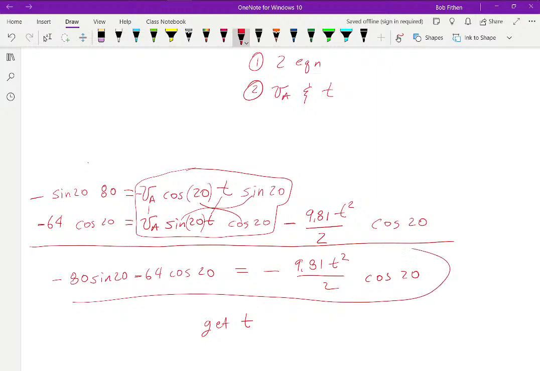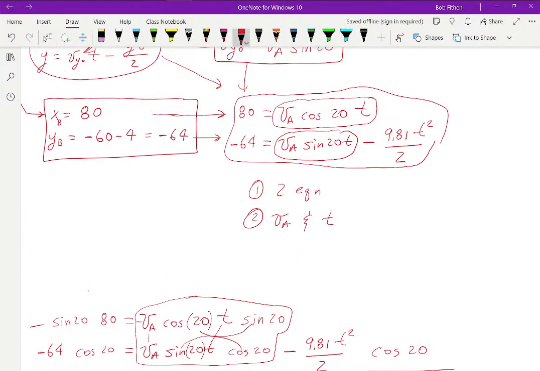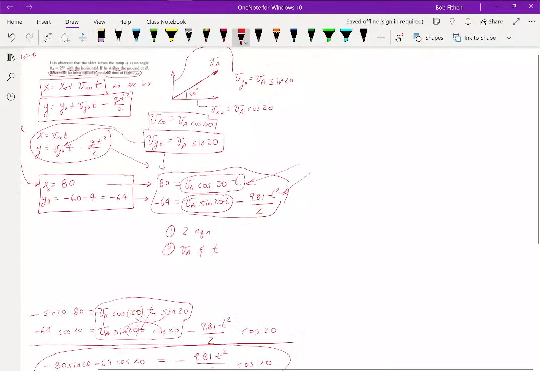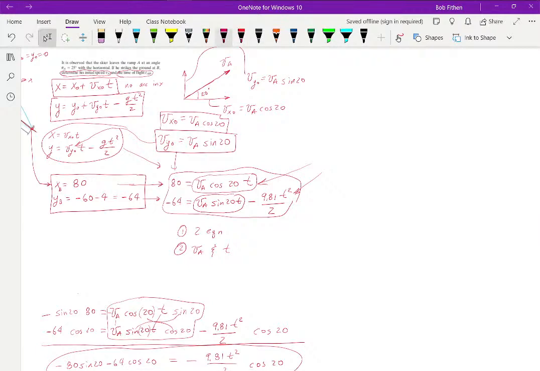I'm not sure I want to finish it completely out, but if I did, I should be able to finish it out, get t, then turn around, I guess, and go in here or here. I would do both and make sure I get the same VA from both. Now, that's one approach. Secondary approach, let's try this here. So let's try a second approach over here.